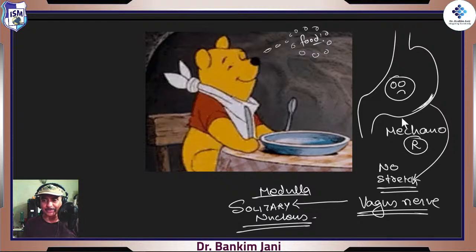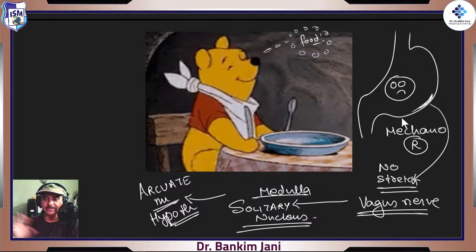The solitary nucleus will say okay, don't worry, I'll do something. So the solitary nucleus will go to the arcuate nucleus, right? The arcuate nucleus is in the hypothalamus. This arcuate nucleus is very enthusiastic. The arcuate nucleus will say, see, we have two things with us. We have one satiety center, and we have another center which is like, get the food.